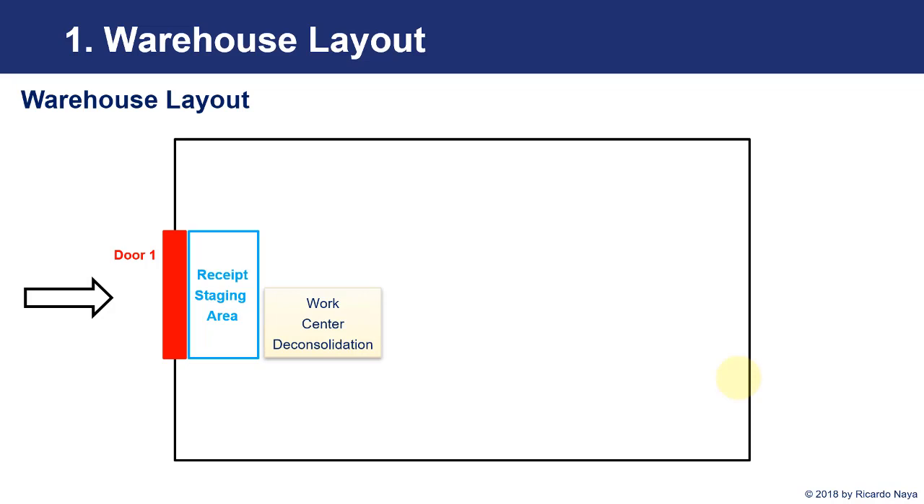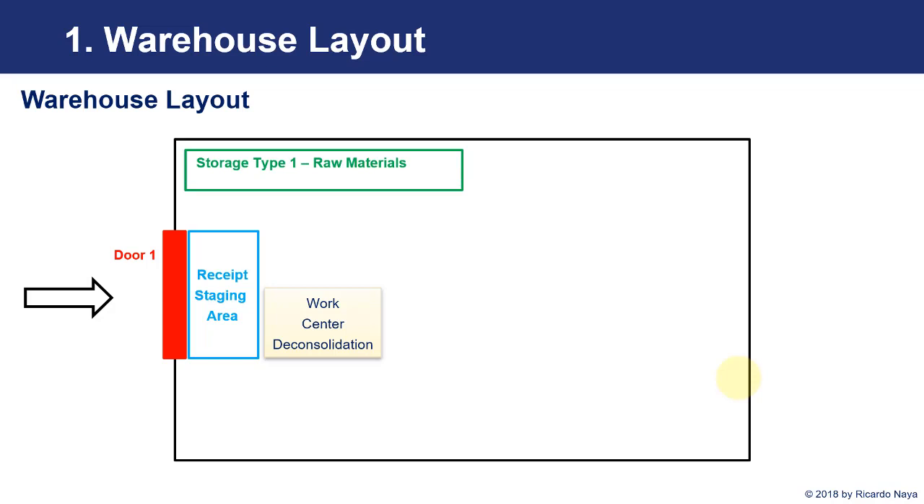We might need to deconsolidate them. Imagine that we receive them in pallets and we want to store them in boxes. So we might need to deconsolidate them into different handling units, or we might need to change the handling unit before they are put away. So for that, we will need to use what is called a work center. Then we will put away these materials.